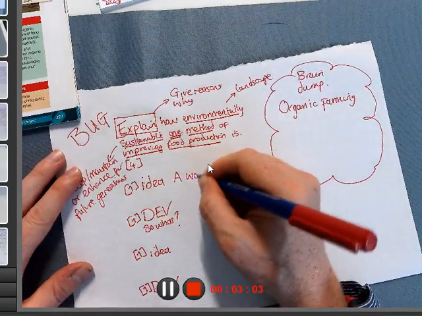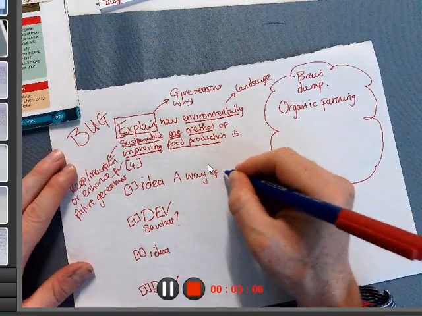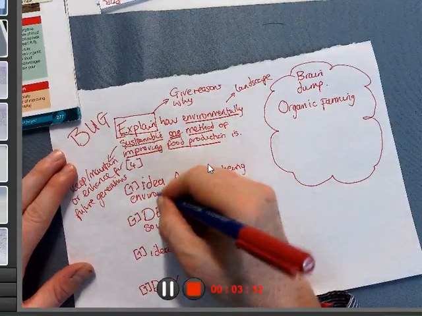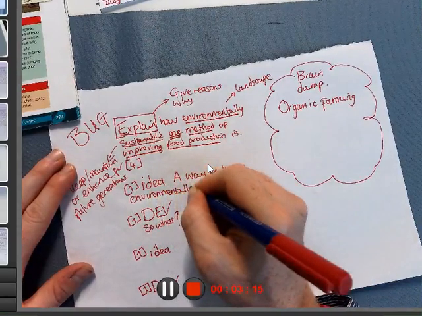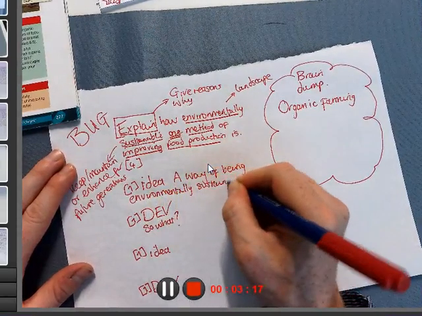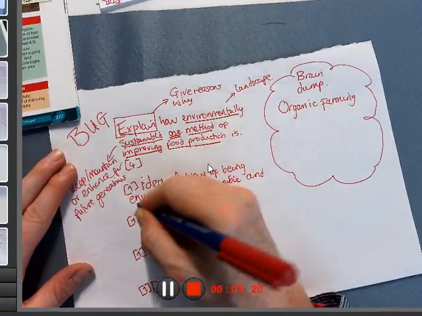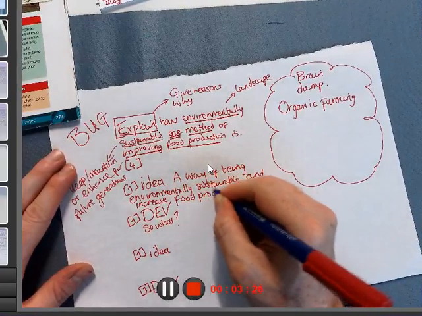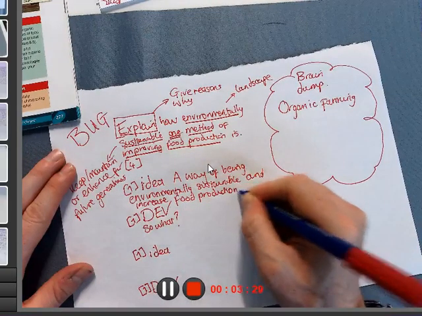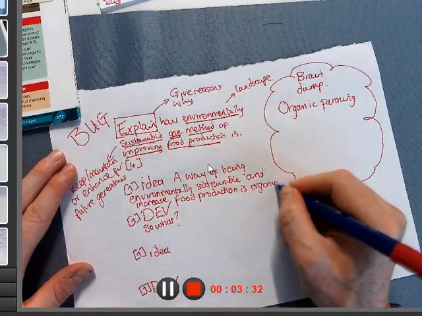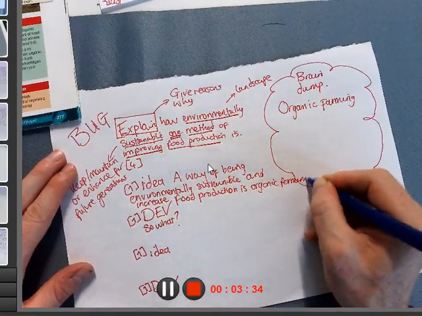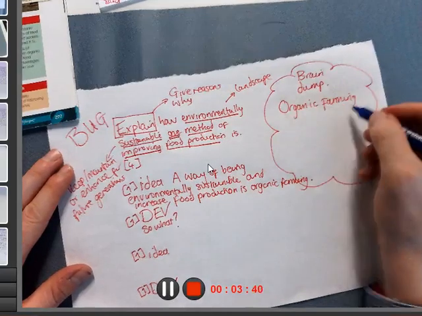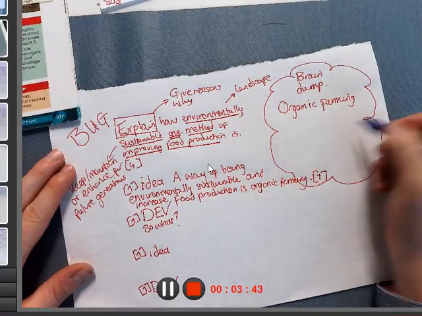a way of being environmentally, remember I always use the words in our question, environmentally sustainable and increase food production is organic farming. That would be 1 mark. So in my brain dump, I've got organic farming. That's already got me a mark from the exam board without writing anything else.